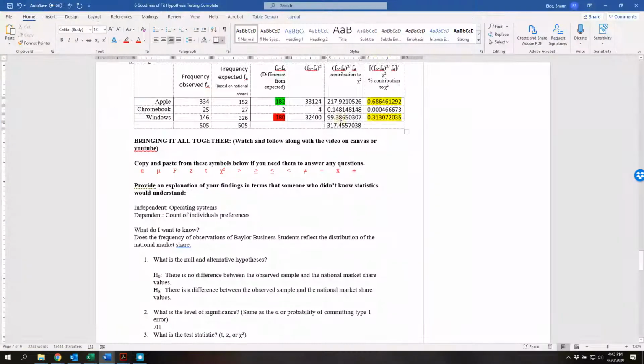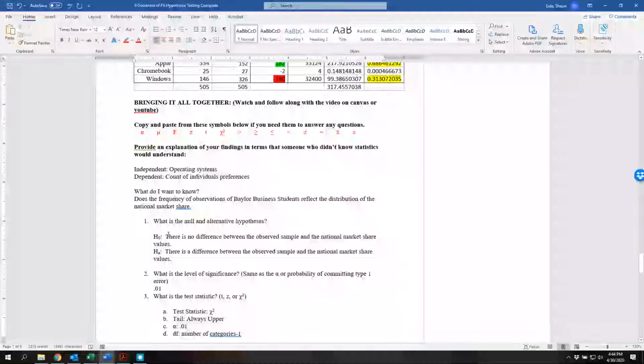And so we do have the chi-squared value, which is a very high chi-squared value. But let's look at this whole situation. First of all, what is the independent variable? And that is operating systems. We have a total of 3 operating systems that we looked at, and the dependent variable is the count of the individual's preferences. So the dependent variable, these numbers are dependent on what categories are available to them. So they're going to be in one of these 3 operating systems.